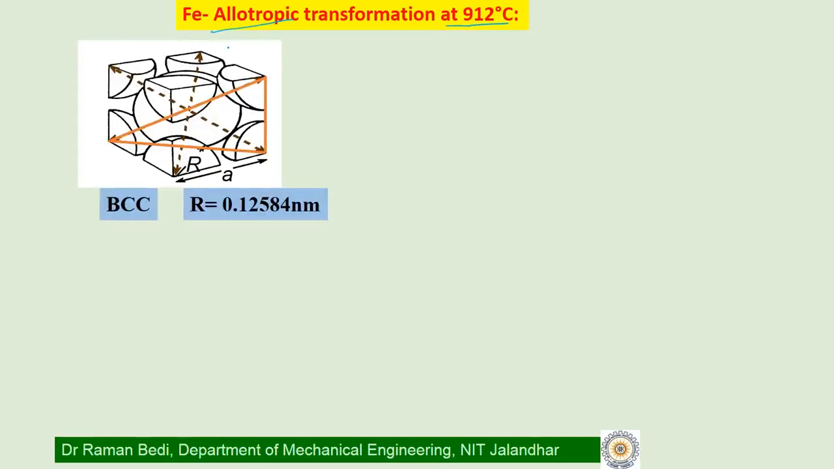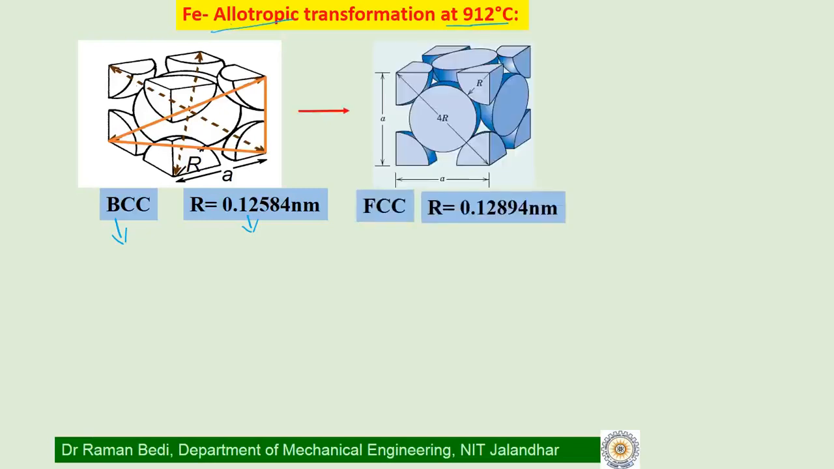At room temperature, iron has a BCC crystal structure, and the atomic radius of iron happens to be 0.12584 nanometers. When you heat it beyond 912 degrees, the allotropic transformation takes place, and it then takes the form of an FCC crystal structure. So you go from a BCC structure to an FCC structure.